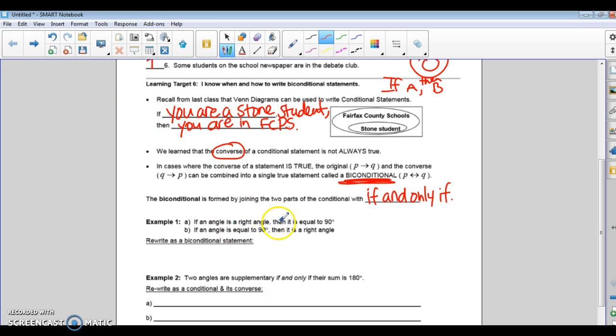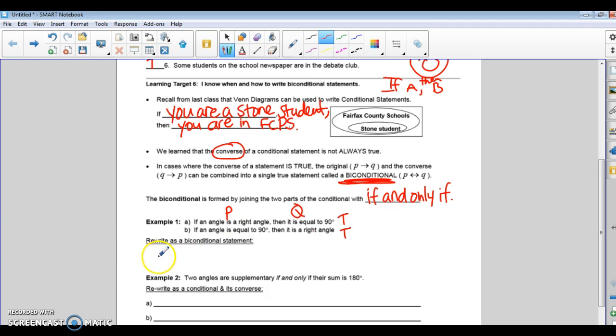Let's take a look at an example. If an angle is a right angle, then it is equal to 90 degrees. Is that right? That is true. And that is my conditional statement. If you look at the converse of that: if an angle is 90 degrees, then it is a right angle. So in this case, the conditional statement and its converse are both true, so we can rewrite it as a biconditional statement. This is the P, this is Q.